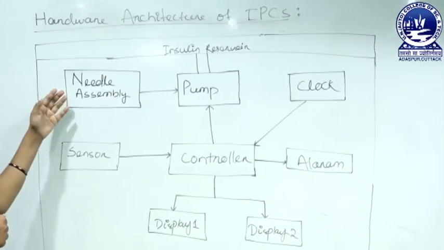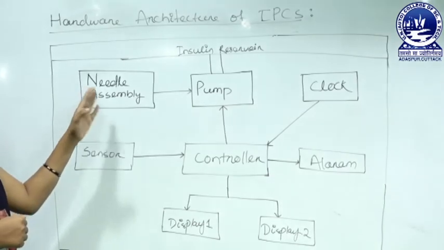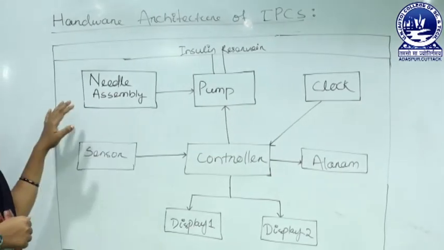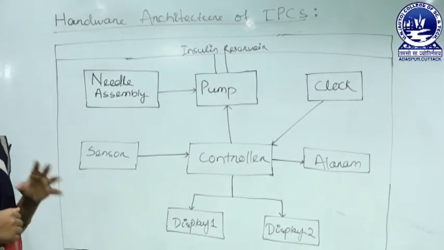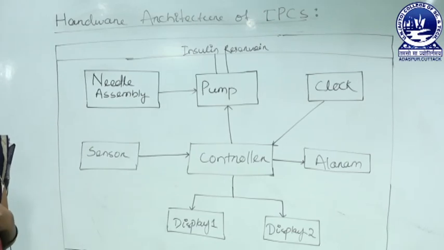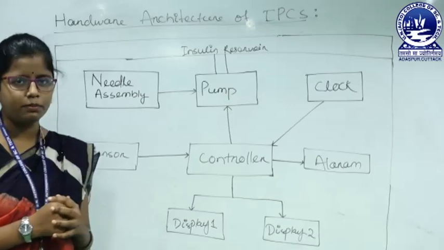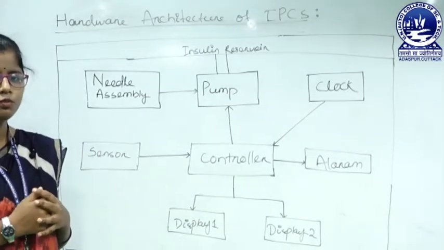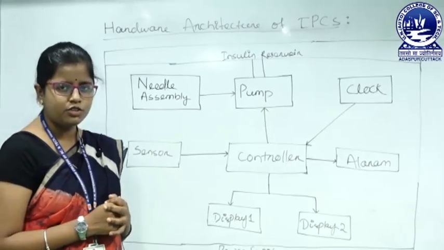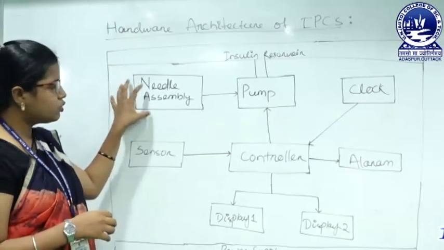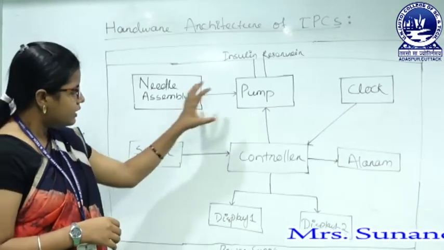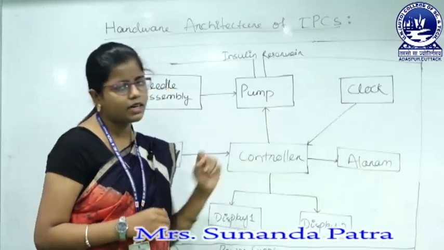First we have a needle that is assembled to the embedded system, and we need that needle to inject some amount of insulin into the patient's body. Next we have a micro pump. That pump is going to move the correct amount of insulin into the patient's body through this needle. Then the next is a clock.